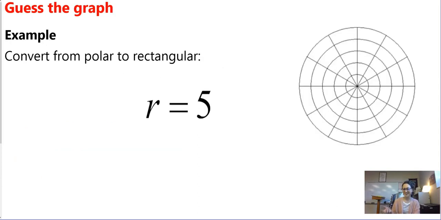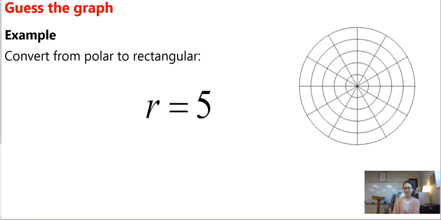Now if we want to go the other way around, if we want to take an equation that is in polar form and convert it to rectangular, we have to be a bit more creative. There's not just one way to do it in this case. But oftentimes you're going to start to see the convenience of polar.